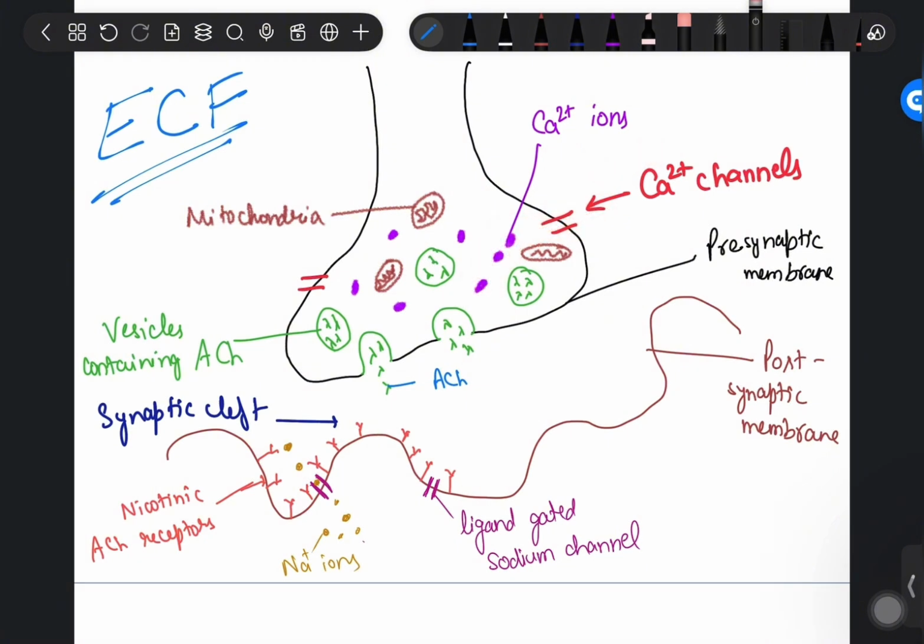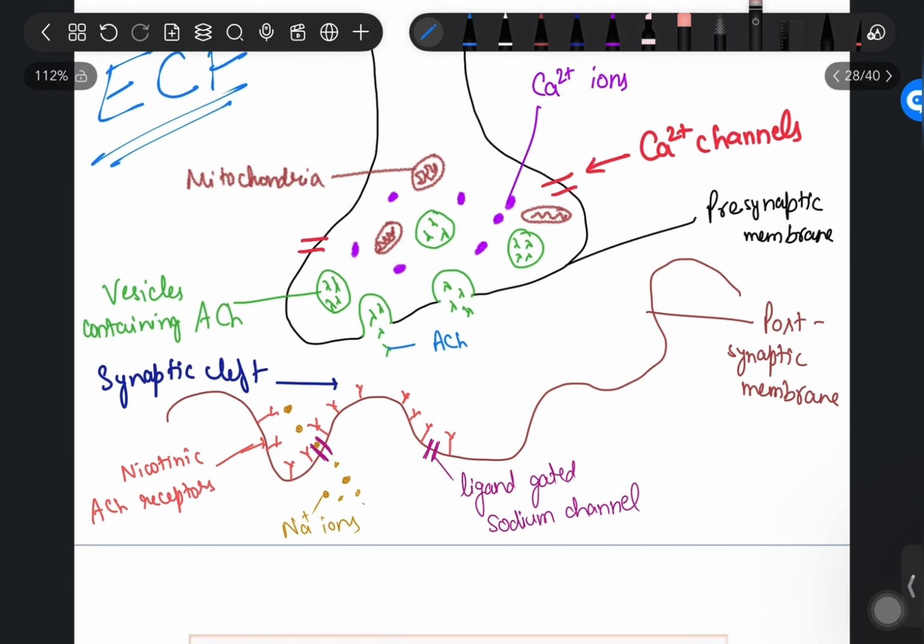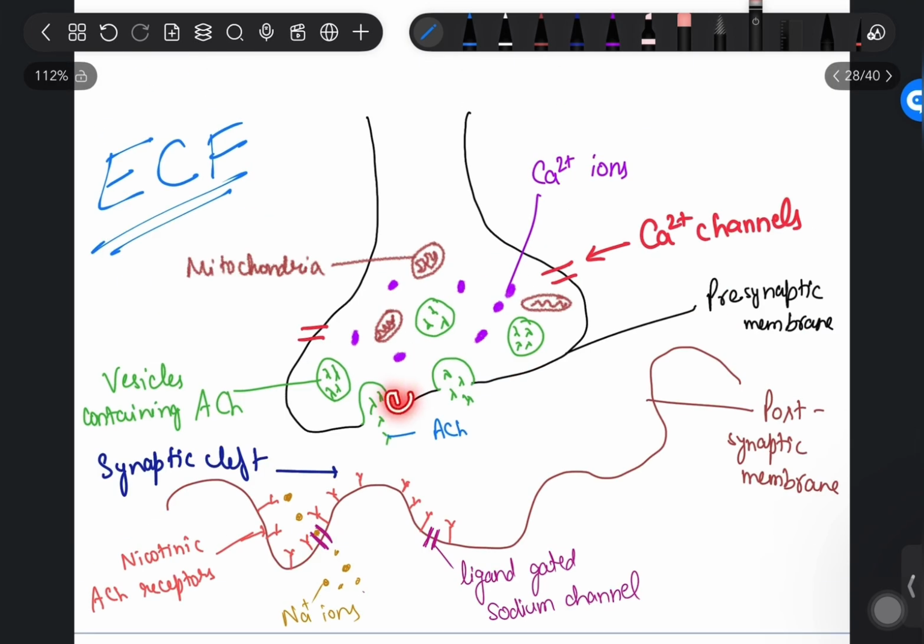Now these calcium ions which came from ECF push the vesicles. These are the vesicles which contain the neurotransmitter acetylcholine. So these vesicles are shifted towards the presynaptic membrane, and when calcium pushes them to the presynaptic membrane, these vesicles rupture by the process of exocytosis, and the acetylcholine is released into the synaptic cleft or the synaptic gutter. So this is the first phase, that is the release of acetylcholine.